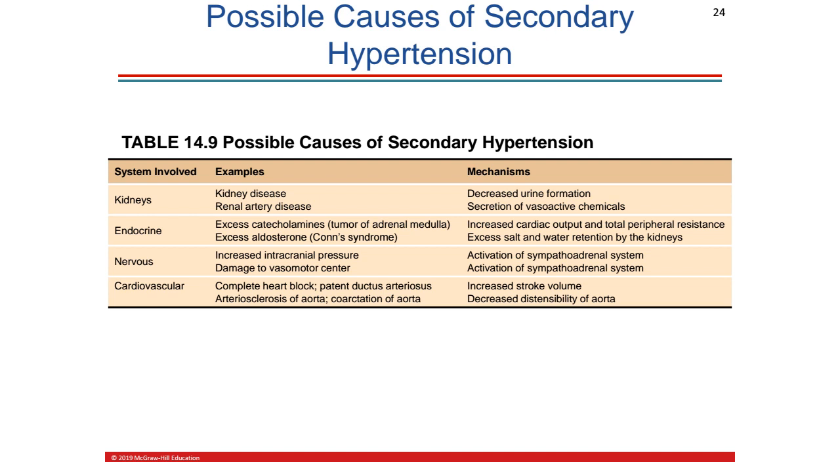Another possibility is there might be excess secretion of aldosterone. Aldosterone is a hormone that leads to retention of sodium and chloride within the kidneys, and as a consequence of that, there's osmotic movement of water, so water also ends up being retained within the body, and that would lead to an increase in blood volume and therefore an increase in blood pressure.